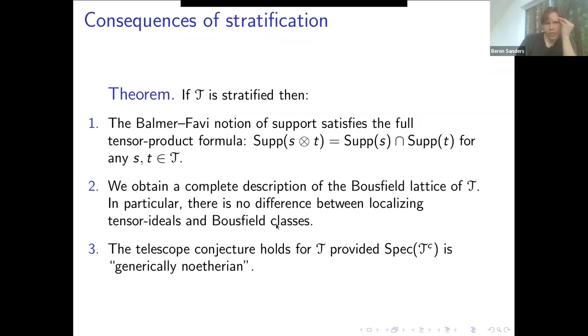And we also show that if T is stratified, then the telescope conjecture holds for T, provided we have a certain topological condition on the space, namely that it's so-called generically noetherian, whatever that means. I can tell you if you're interested. But it's a topological condition between weakly noetherian and noetherian.